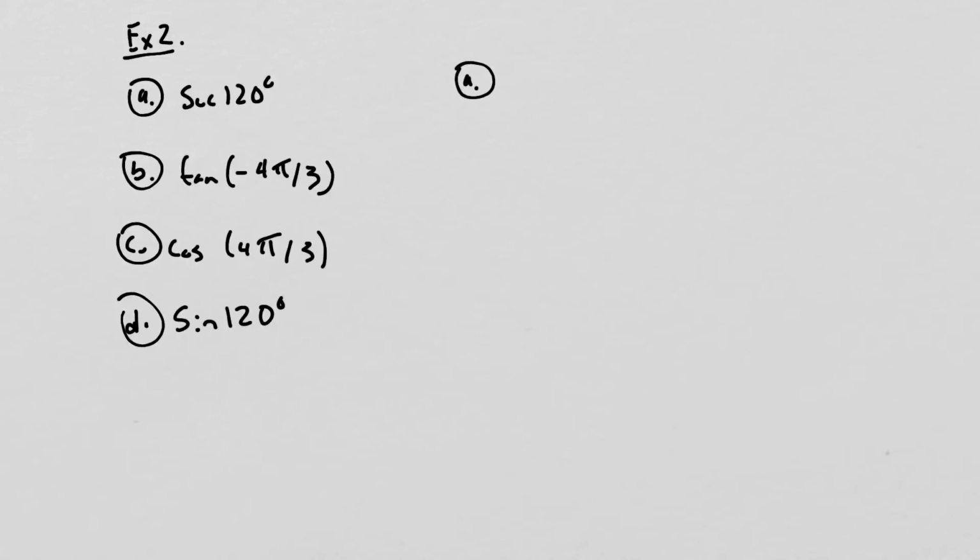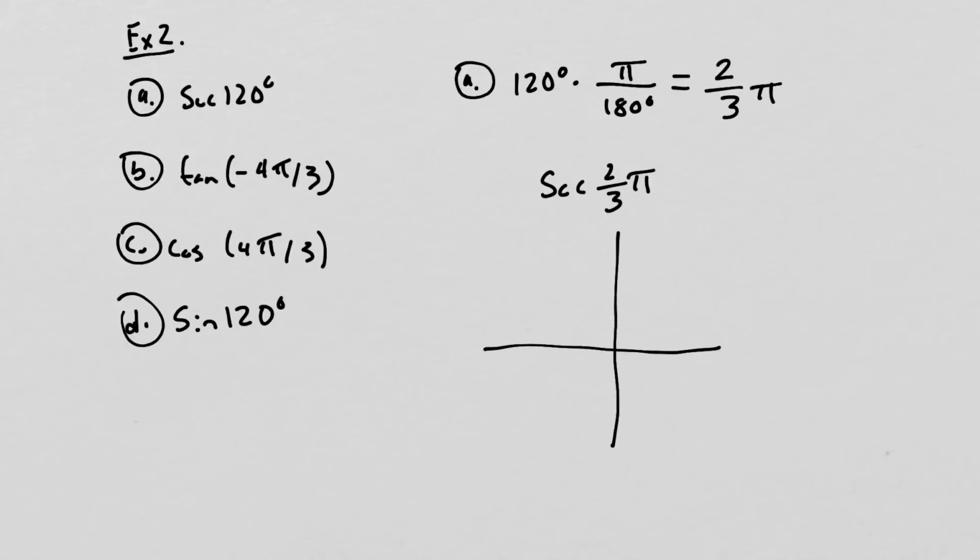In part A, let's first convert 120 degrees into radians by dividing by 180 degrees and multiplying by pi. Simplifying this, we should get that this is equal to 2 divided by 3 pi. So the value that we're looking for is the secant evaluated at 2 divided by 3 pi. Drawing a picture along with our unit circle, we can now go ahead and determine the angle.